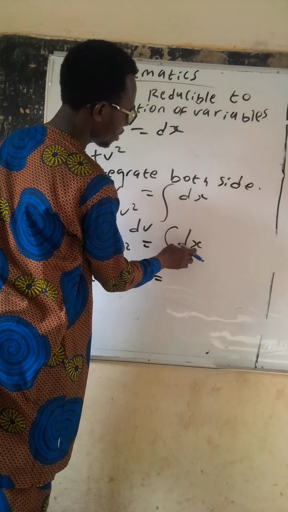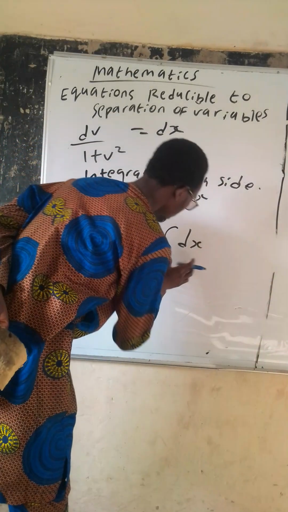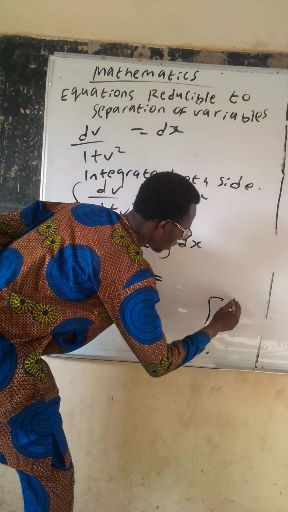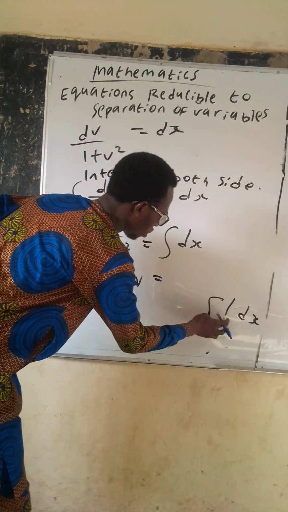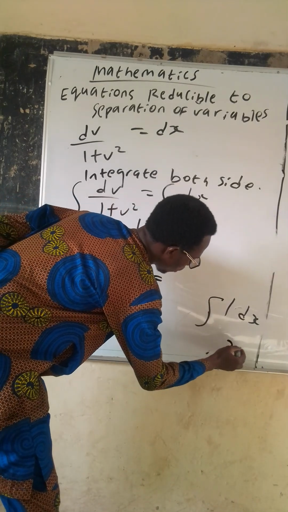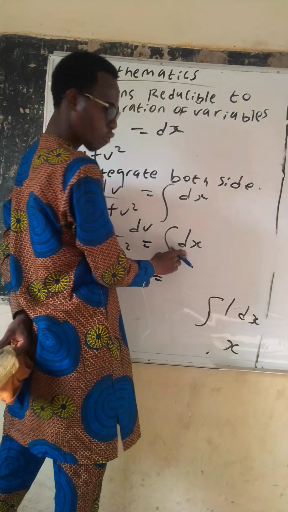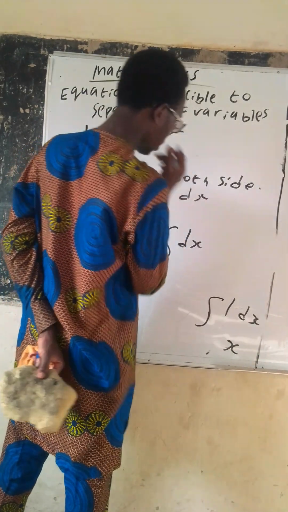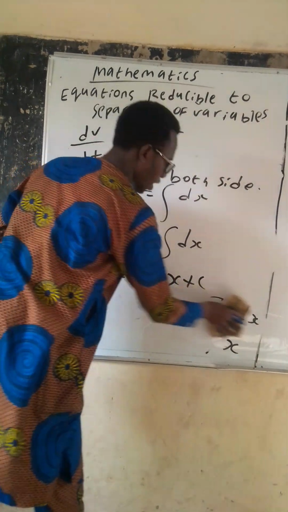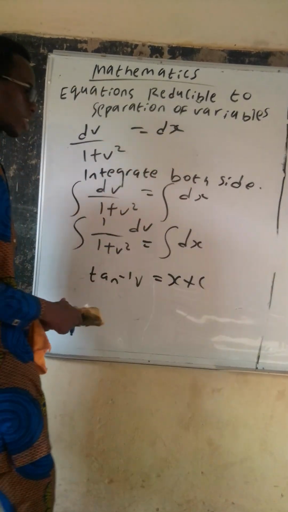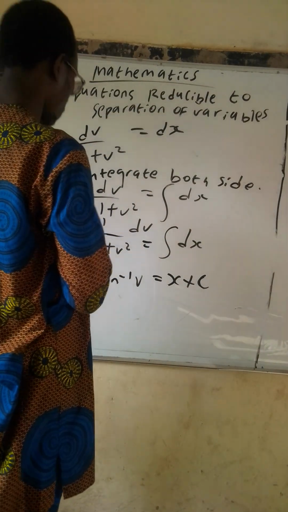Now here, the integration of the right side is the same as the integration of 1. When you want to integrate 1, you're going to have x. So we have x here, then plus our constant. Because naturally, when integrating, you must definitely have a constant. So this is the solution to this given problem.